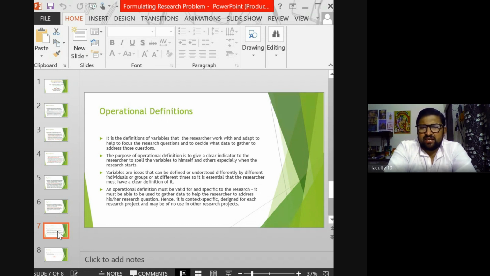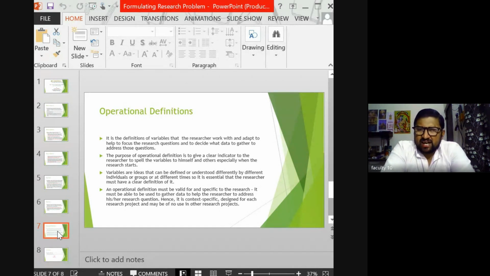The researcher is very much clear about his or her research questions. So the purpose of operational definition is to give a clear indicator to the researcher to spell out the variables to himself and others, especially when research starts. So operational definition is very important. Operational definition means you, as a researcher, are defining the term for the sake of your research.